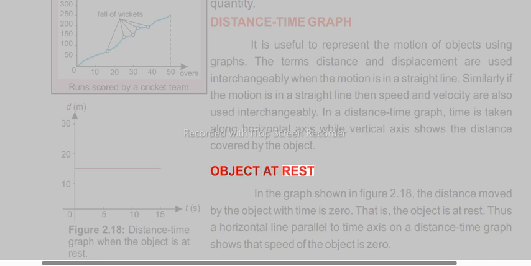Object at rest. In the graph shown in Figure 2.18, the distance moved by the object with time is 0. That is, the object is at rest. Thus a horizontal line parallel to the time axis on a distance-time graph shows that the speed of the object is 0.